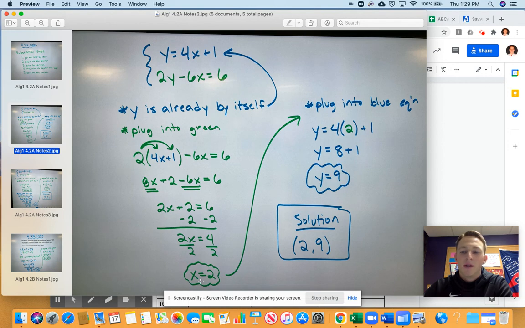We have solved for the first variable. Now once we solve for that first variable, we're just going to plug it back in to the other equation. So since we used the green equation for this one, we're going to take this 2 and plug it back into the blue equation. So instead of y equals 4x plus 1, it is now y equals 4 times 2 plus 1. And as it turns out, that equals 9. So our solution is the point. Remember, points have x values and y values. Our solution is (2, 9).